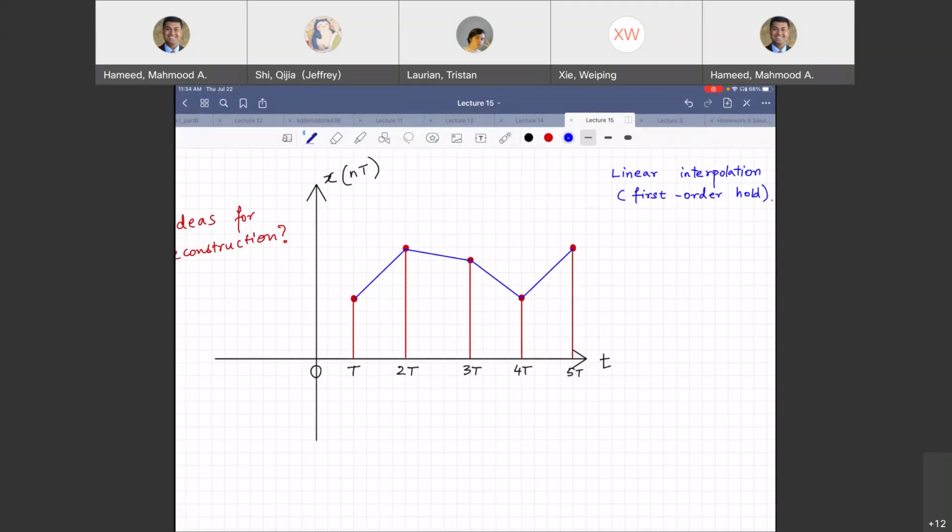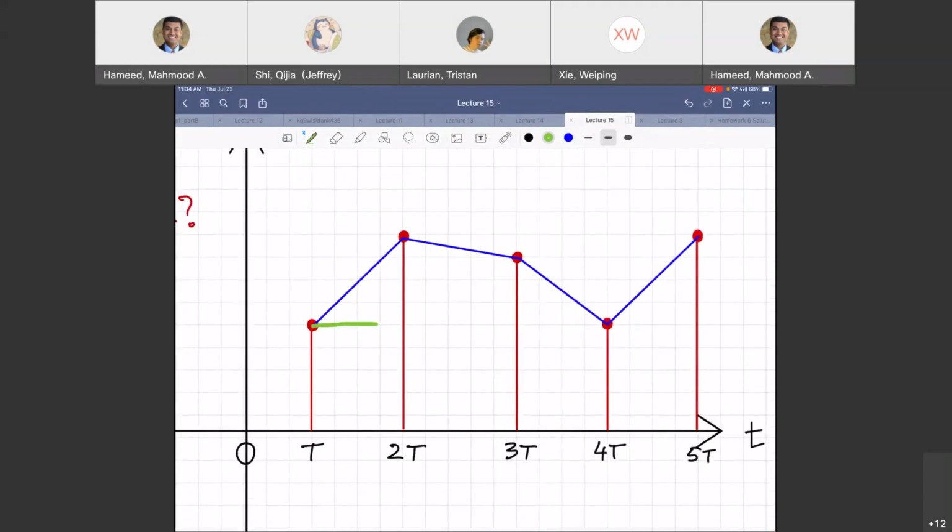Some other option. Connect the dots is one, that's called linear interpolation, first order hold. If there is first order hold, there is also zero order hold. How does zero order hold look like? That's the same value, sample and hold. Hold it until you get the next value. I will hold it until the next value. Keep it the same until you get the next one.